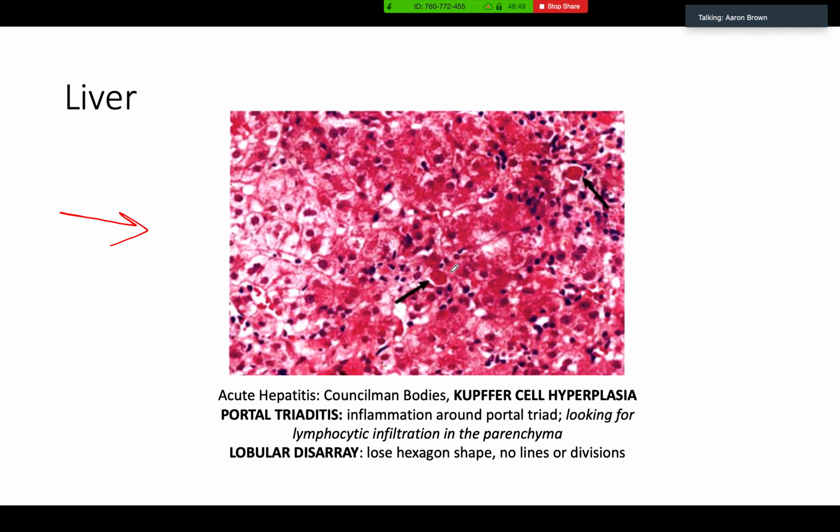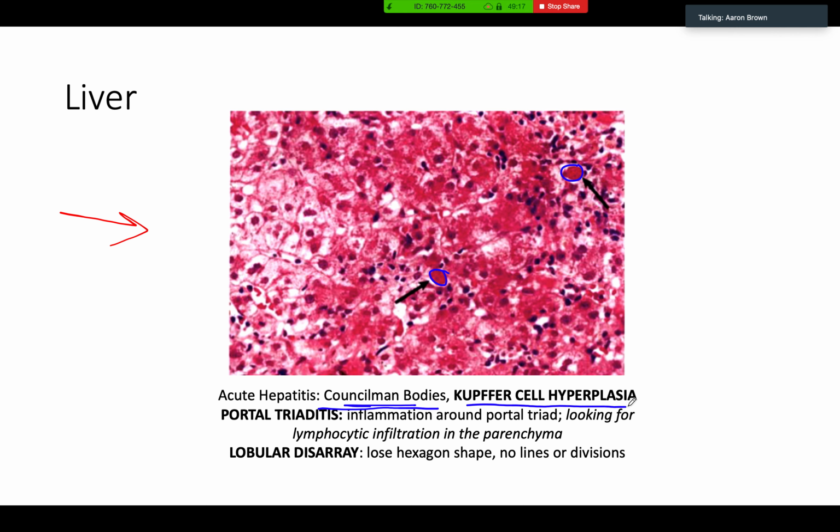So a couple things. First, notice these round red bodies. These are called Councilman bodies, and as your hepatocytes are dying and getting a lot of inflammation, everything inside of them kind of coalesces into one giant bubble, and that is what we call a Councilman body. So if you ever see this term, think about acute hepatitis.